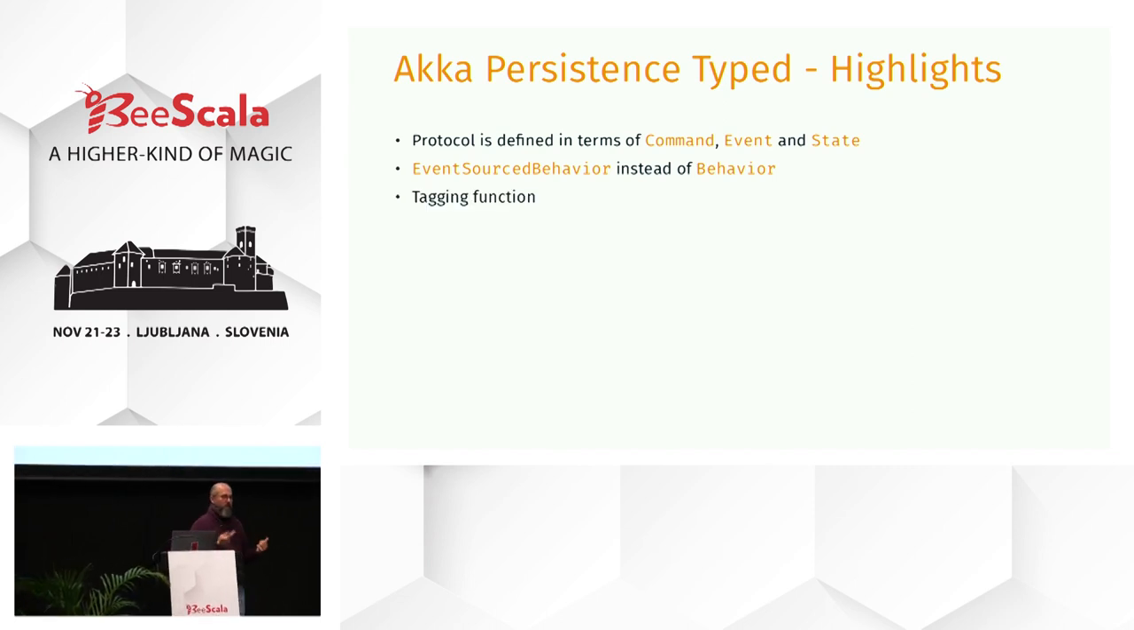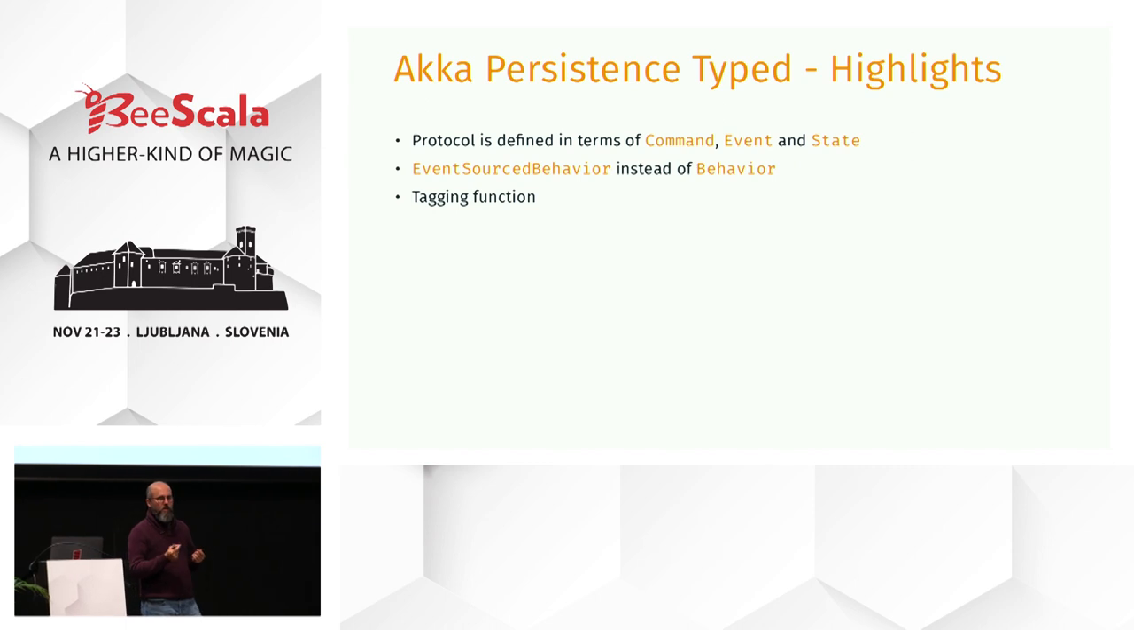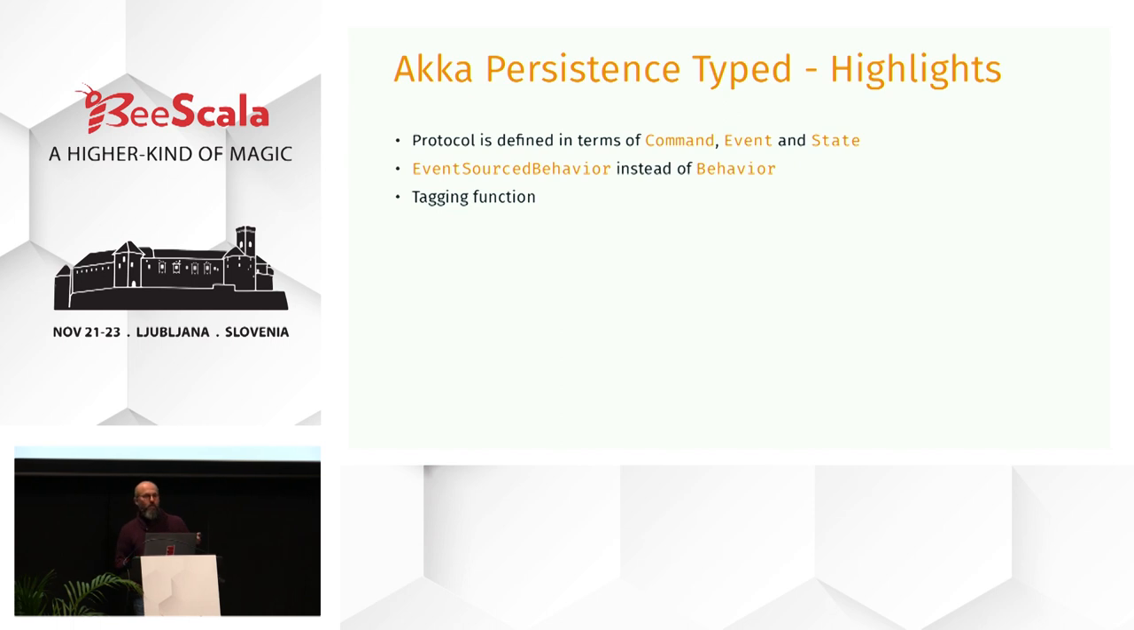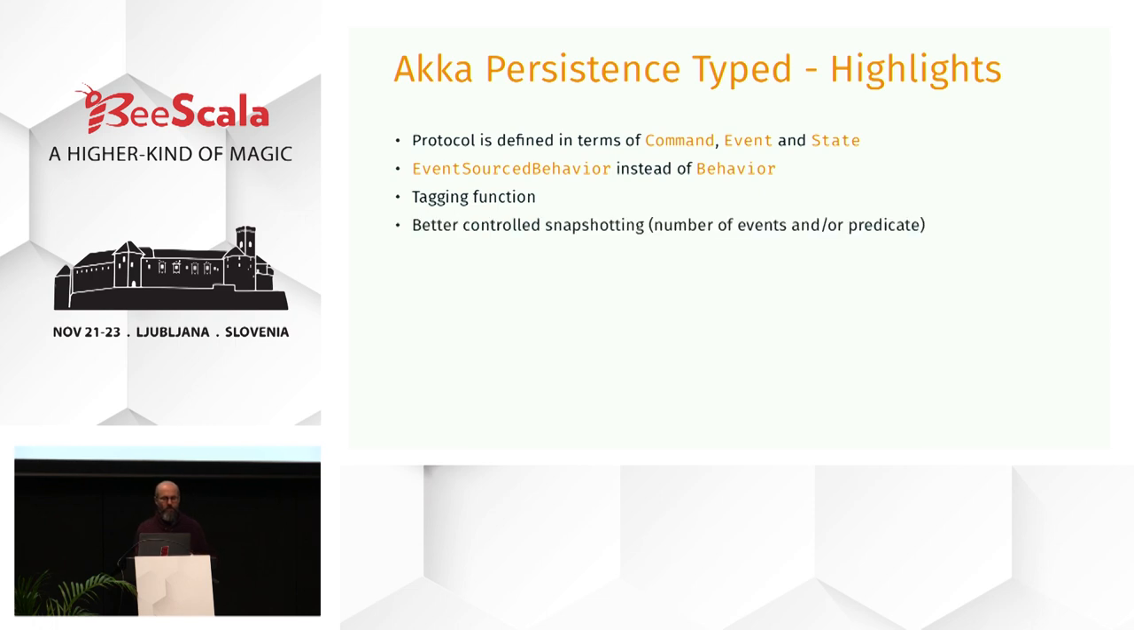There is also the concept of tagging, which existed already in Akka Persistence Untyped. I need tagging because, not necessarily, but I most probably want to tag my events so I can consume them from the query side. That I can say, give me all the events tagged with the tag account, for instance. And then I can get all the events and consume them. The difference now with Akka Typed is that you get a more intuitive API to define your tagging, as we're going to see. We also have better control for snapshotting.